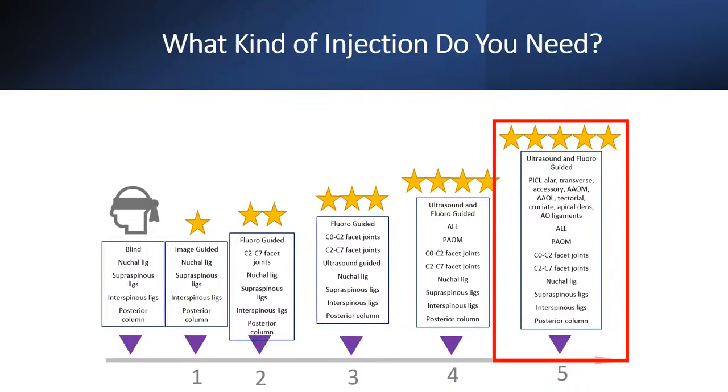So what kind of injection do you need? Well, this is going to be that level 5 injection where you have to come from the front to get those ligaments. So that's a PICL approach.